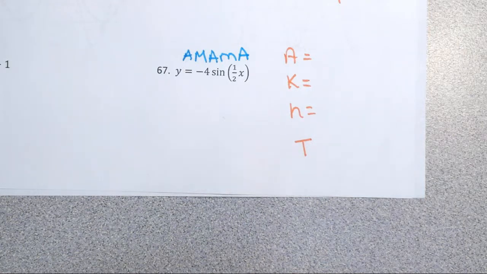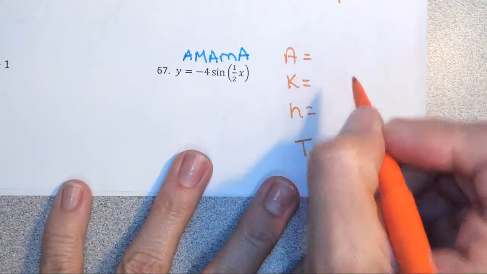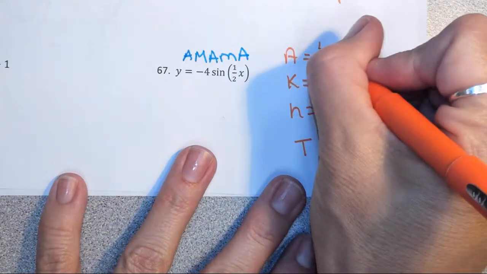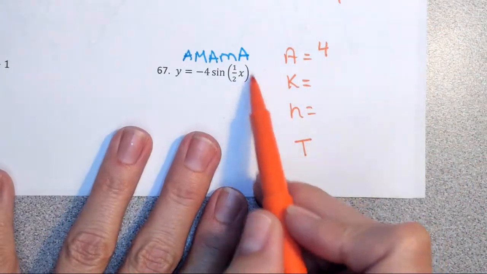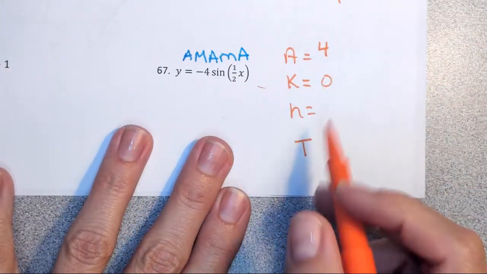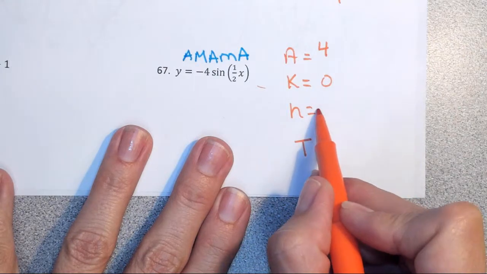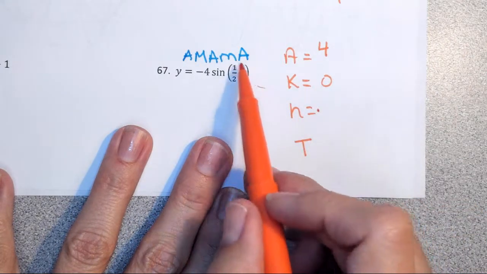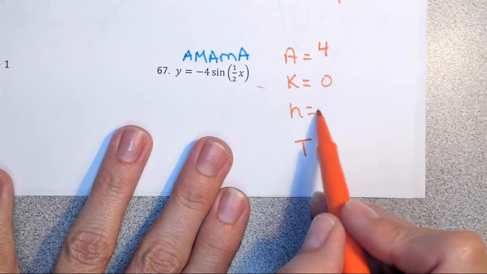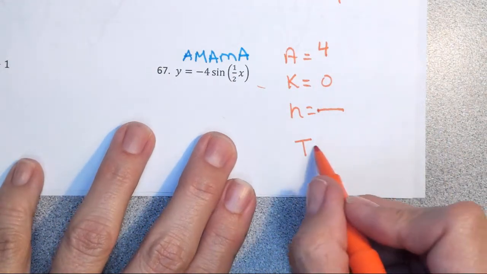What's my A? 4. What's my K? 0. What's my H? 0. Am I adding or subtracting anything in here? There's nothing. Okay.